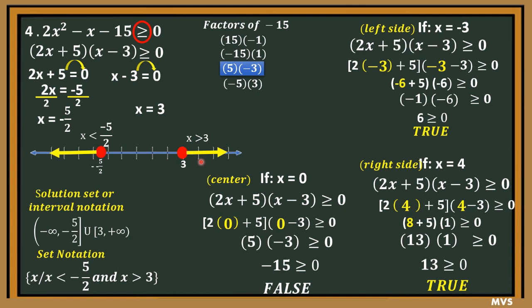Let's go to the set notation. So in the set notation, let us use this one. Your x is greater than 3. And the other one, your x is less than the negative 5 over 2. So let us write that in the set notation. Always use brace. So we will have now x such that x is less than the negative 5 over 2 and x is greater than to positive 3.